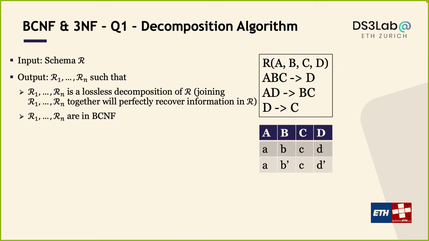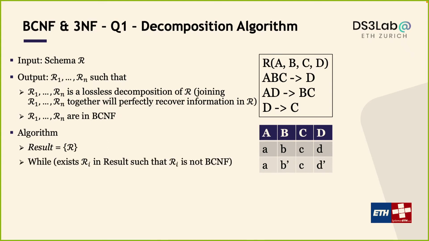It turns out there's a very simple way to do it, and it works like this. You start from this big relation, and you check whether it's in BCNF or not. If it's already in BCNF, then you return. You are done, you don't need to do anything. If it is not in BCNF, essentially you are able to find one evil functional dependency, from alpha to beta, that makes this relation not in BCNF.